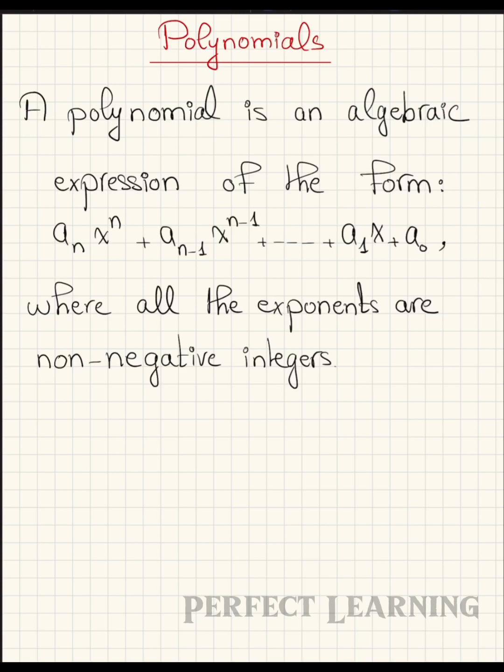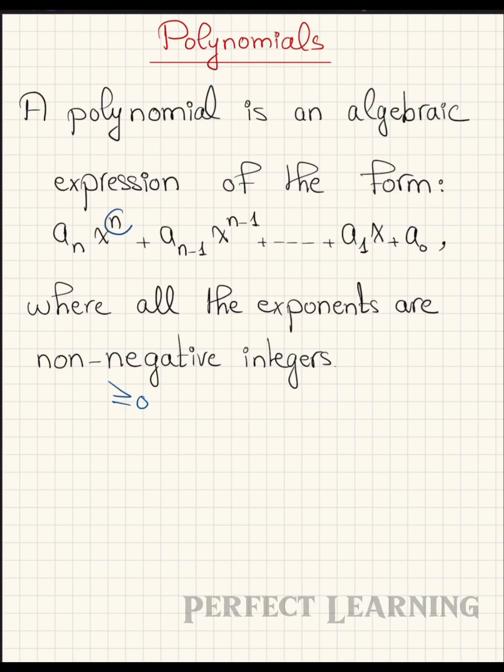So a polynomial is an algebraic expression of the form a_n x to the power of n plus a_(n-1) times x to the power of n minus 1 plus etc. plus a_1 x plus a_0. But there's a condition here. What is that? All the exponents must be non-negative integers. What is meant by non-negative? Non-negative means greater or equal to 0.